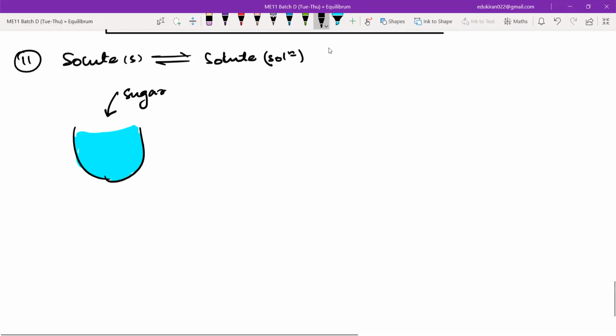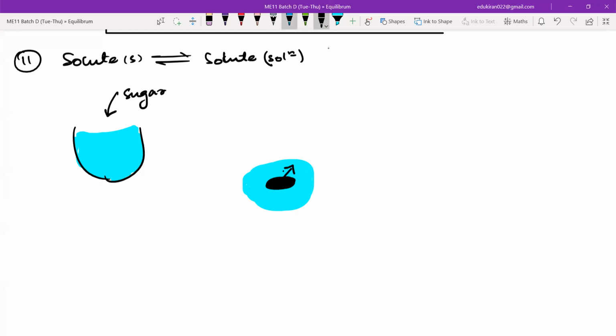So when we add sugar, let us say that this is a block of sugar, and it is surrounded by water molecules. So what happens? The water molecule comes and breaks the sugar down, and sugar is then dissolved in water.